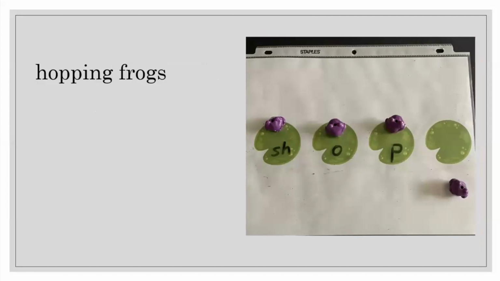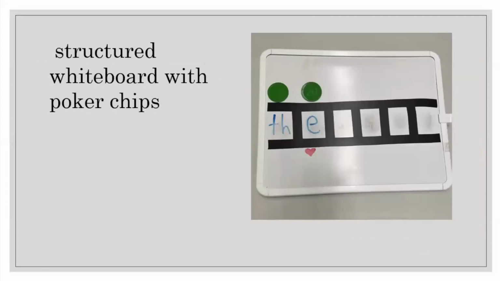And you can see this is done in a page protector, and they write with dry erase markers. This one I call structured whiteboard with poker chips because I didn't know what else to call it. Students represent phonemes by placing a poker chip over boxes and then write in the graphemes. All of the materials came from Dollarama. This is an example of a heart word or irregular word. You can see there's a little heart under the E because it says the, and it's irregular.